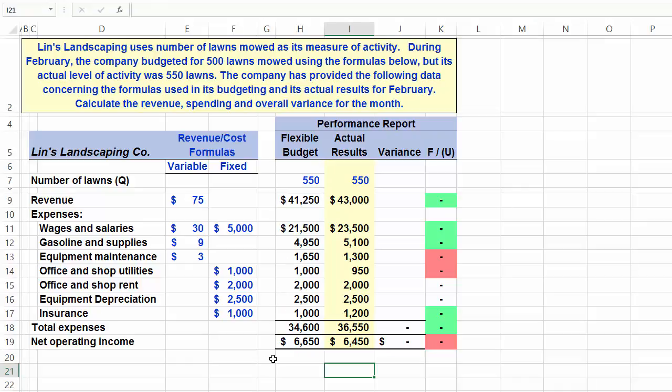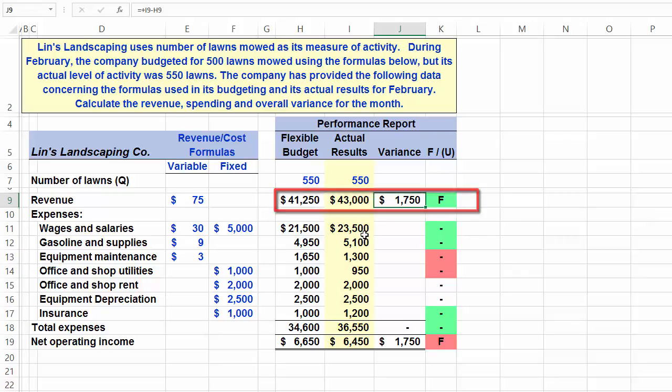Okay then, so the flexible budget tells us that our revenue should be $41,250 at a level of activity of 550 lawns, and meanwhile, we earn more than that. We earn $43,000, and maybe that is because we did some extra work for our homeowners. We cleared up some landscaping, etc. At any rate, our variance would be $43,000 actual minus $41,250 flexible budget, we'd have a favorable revenue variance of $1,750.